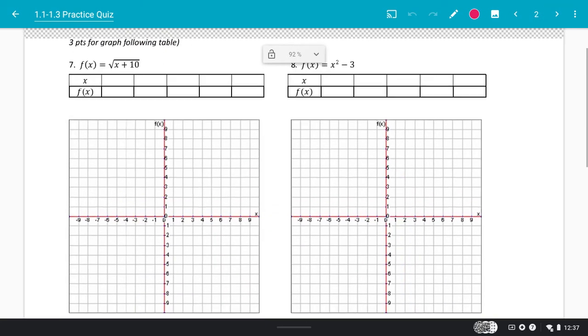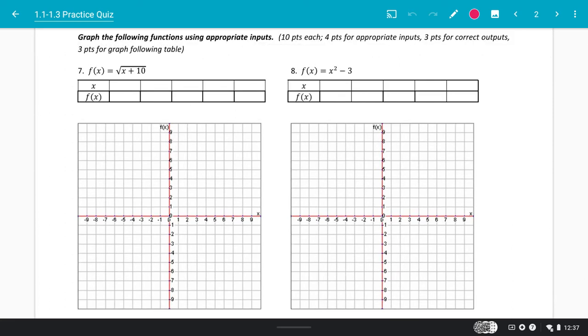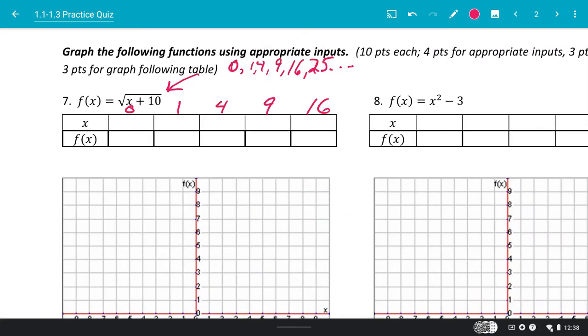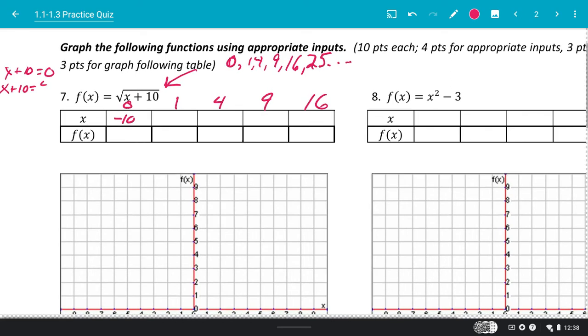All right. Number 7 and 8 says graph the function using appropriate inputs. Reminder, anytime I have a root, I'm going to need to use the perfect squares: 0, 1, 4, 9, 16, 25, and so on. I write those at the top, 0, 1, 4, 9, 16. And then I think to myself, what plus 10 equals 0? Well, that's a negative 10. What plus 10 equals 1?